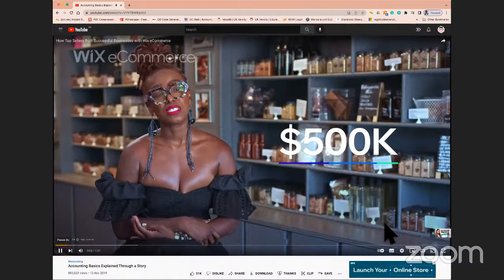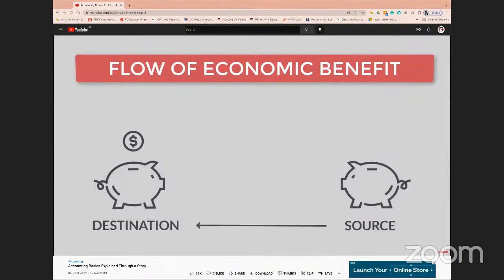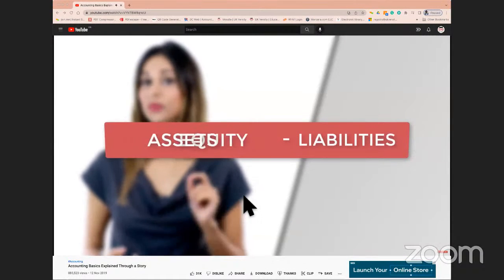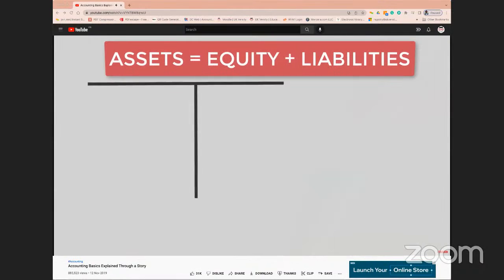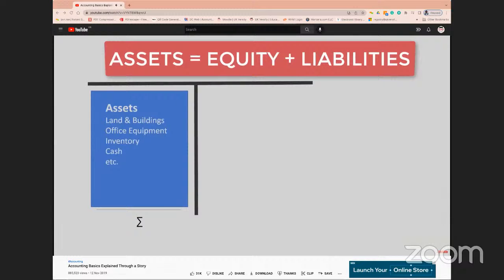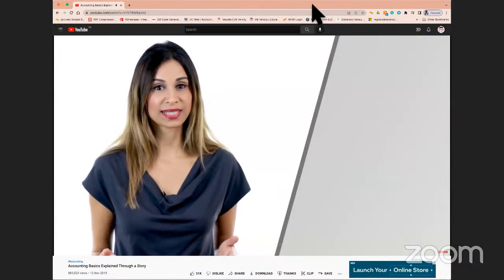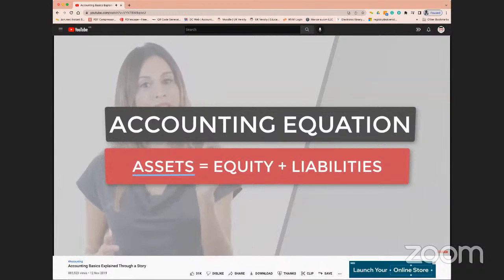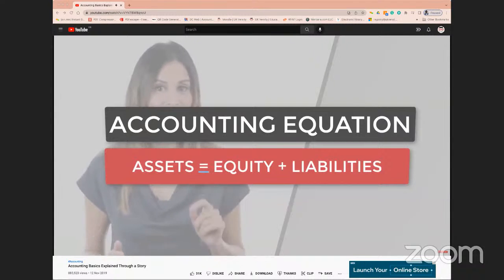For money to go to one account, it has to come out of another. We call this a flow of economic benefit from a source to a destination. We already said that assets minus liabilities equals equity. If we rearrange this, we get assets equal liabilities plus equity. Both sides are always in balance, hence the name balance sheet. And that is the foundation for any accounting system. The accounting equation: total amount of assets equals total liabilities plus equity. Both sides are in balance.